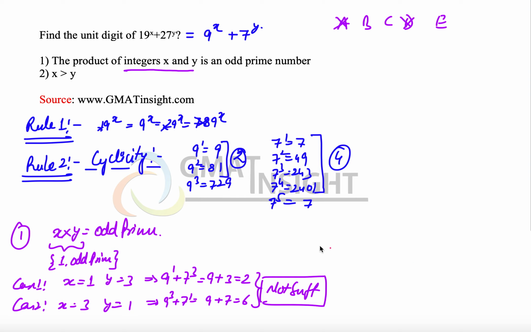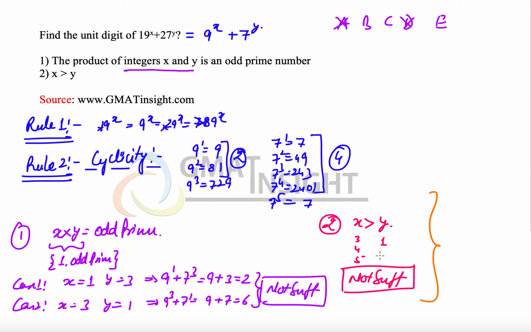Now let's quickly check the second statement. The second statement simply says that x is greater than y, so there are many possibilities. Keeping y equal to 1, x could be 3, 4, or 5, leading to different conclusions, because x equal to 3 will leave a different unit digit of 9 to the power 3 than 9 to the power 4. So the second statement is definitely not sufficient. After we combine the two statements, y has to be 1, because the product of two numbers is an odd prime and one of them is definitely 1. The smaller one should be 1, so y must be 1.